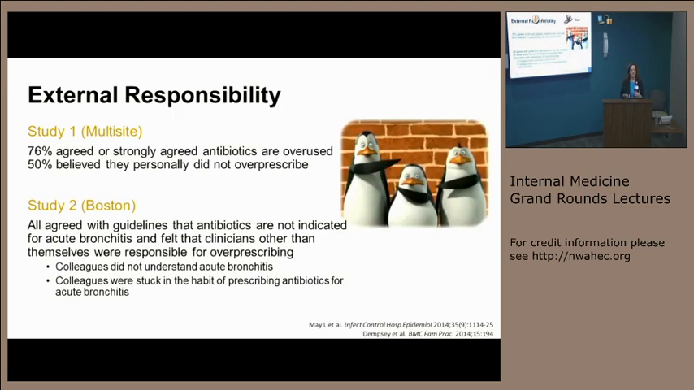External responsibility. So this is an issue. A couple of studies have looked at this: physicians oftentimes agree that antibiotics are overused, but some studies say that physicians are saying, but it's not me, it's that other guy. One study out of Boston specifically quoted physicians as saying, my colleagues really don't understand acute bronchitis, and my colleagues are stuck in the habit of prescribing antibiotics, but not so much wanting to take ownership.